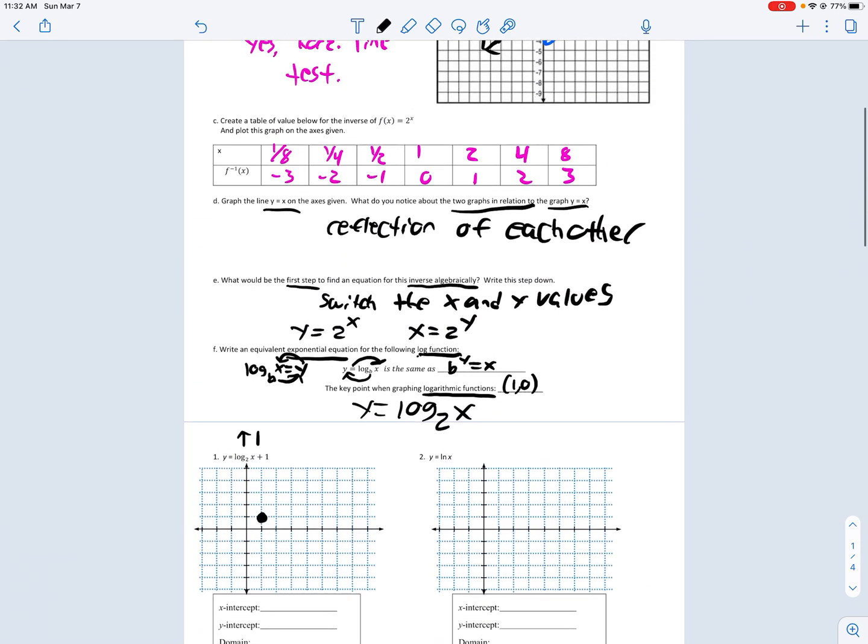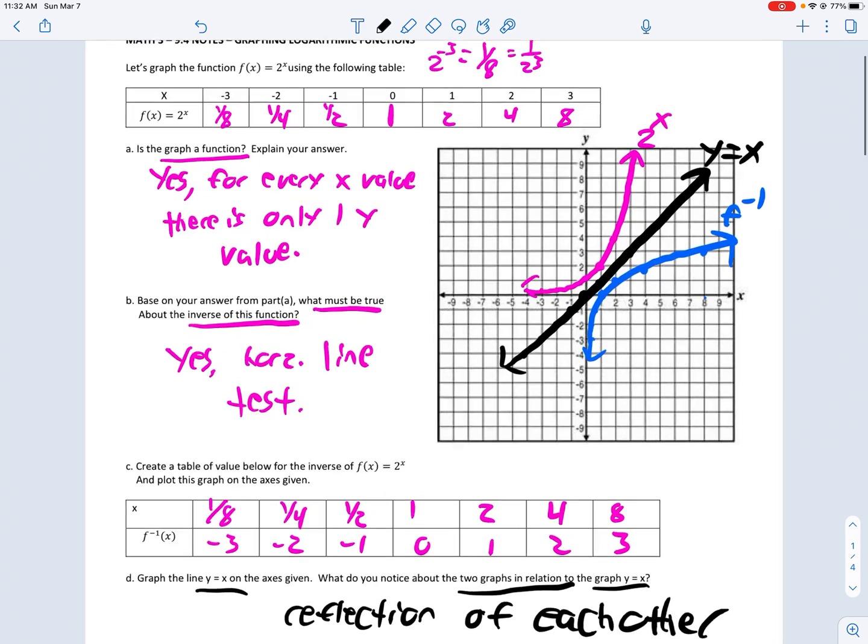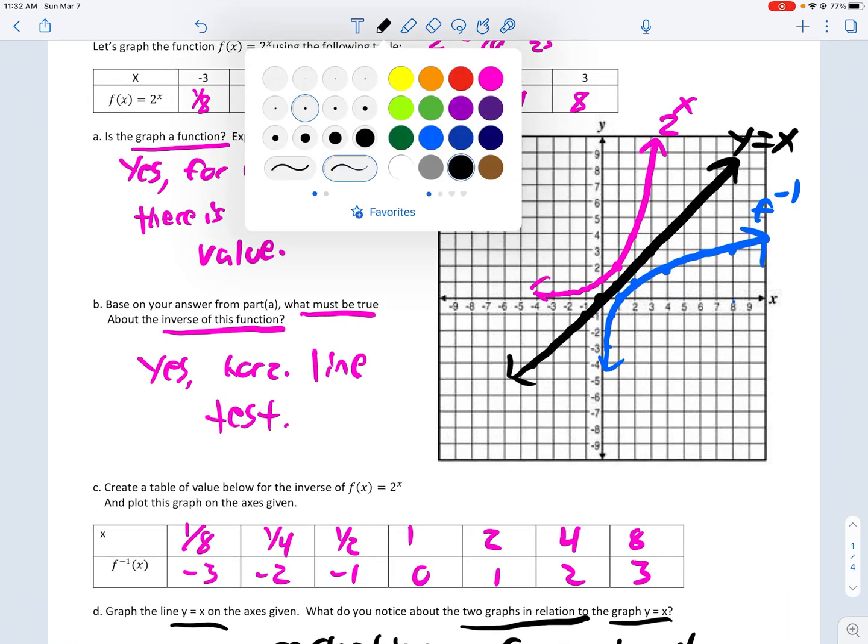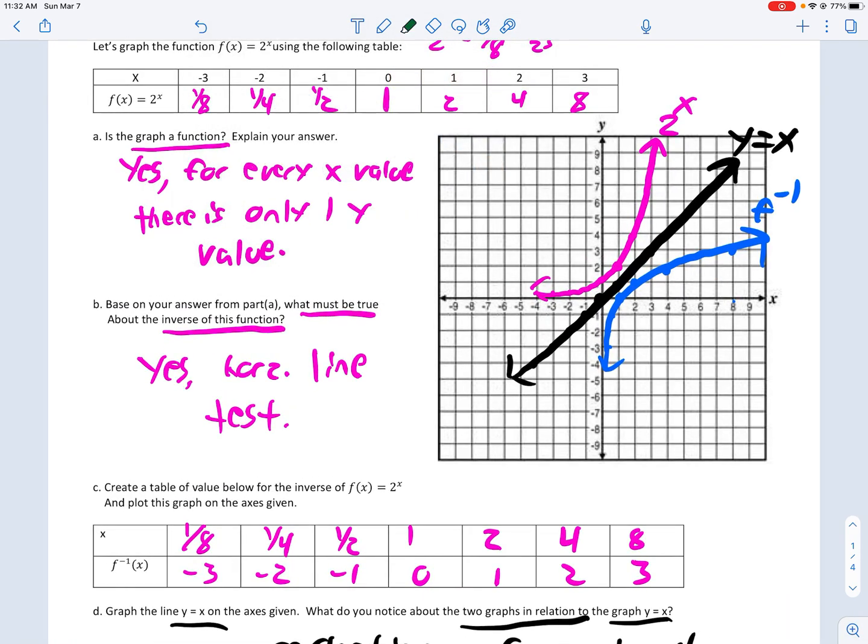Now, one other thing I want to point out is looking at the blue graph, because that's what we're worried about now. Notice that that blue graph gets really, really close to the y-axis, but it doesn't touch it. So it actually has an asymptote, in this case a vertical asymptote at 0. So it gets really close to it, but it doesn't touch it.